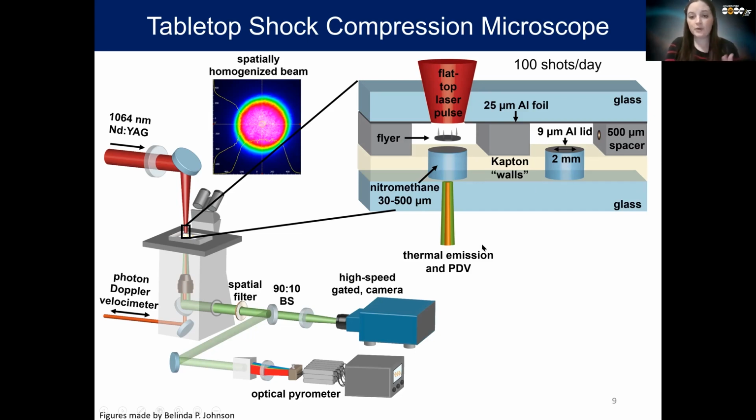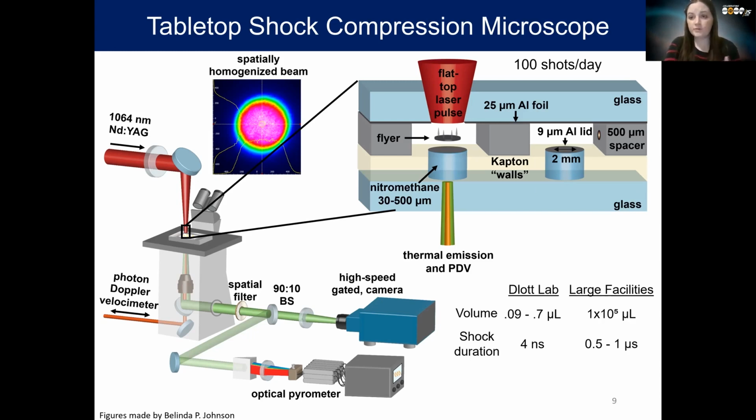And so the key points that I just want to say here about our tabletop shock compression microscope is I can do about 100 shots per day, and the volume is drastically different. I have 6 to 7 orders of magnitude less volume than at some of these larger facilities, and my shock duration is much, much, much shorter. It's 4 nanoseconds versus these hundreds of nanoseconds to microseconds. And I'm not saying that to say one is better than the other. They definitely have their pros and they definitely have their cons. I'm just trying to express the differences between the techniques.